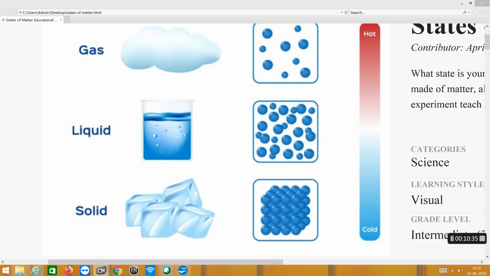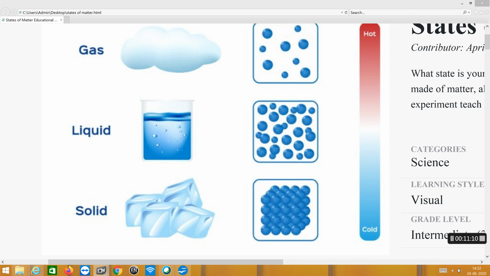On reverse, if a gas is cooled, it changes to liquid. That means if we condense the steam, it changes to water. And if a liquid is cooled, it changes to ice. If you keep water in the freezer, it changes to ice. That means when a solid is heated, it changes to liquid. And if a liquid is heated, it changes to gas. On cooling a gas, it changes to liquid. On cooling a liquid, it changes to solid.